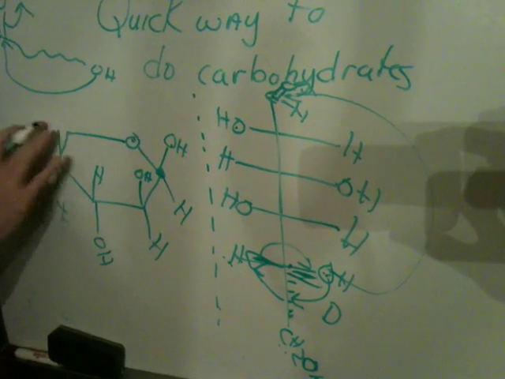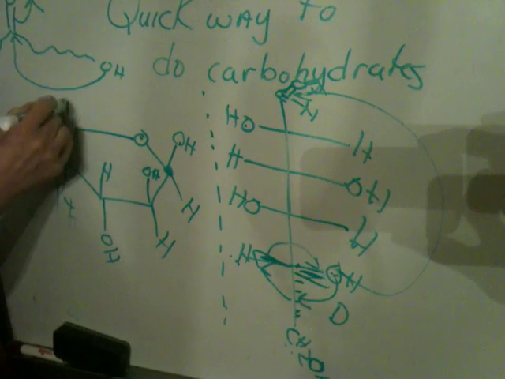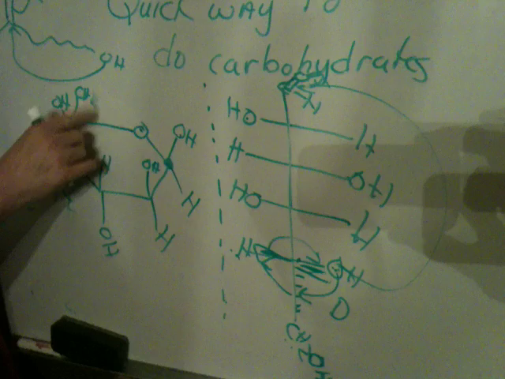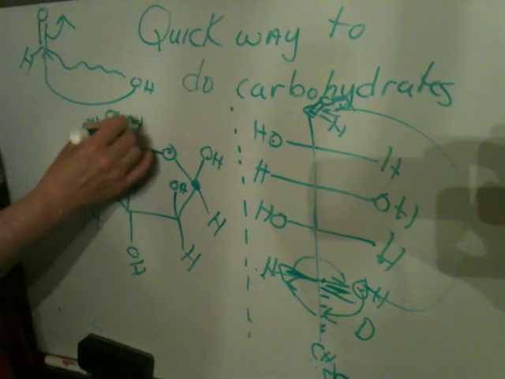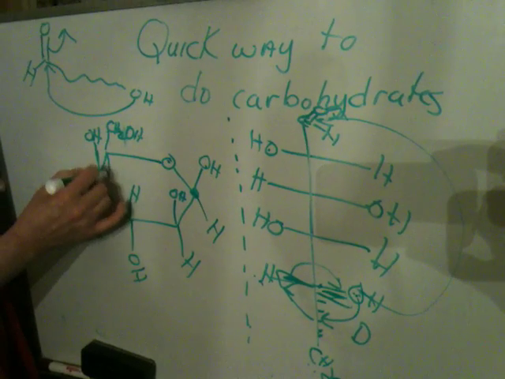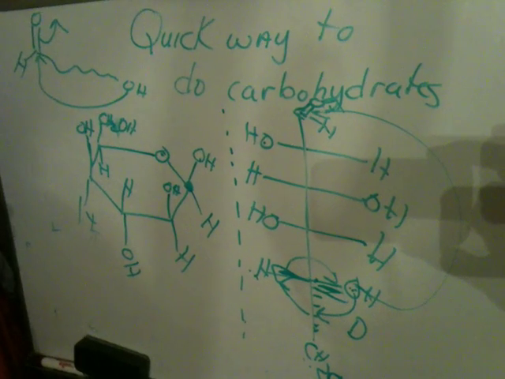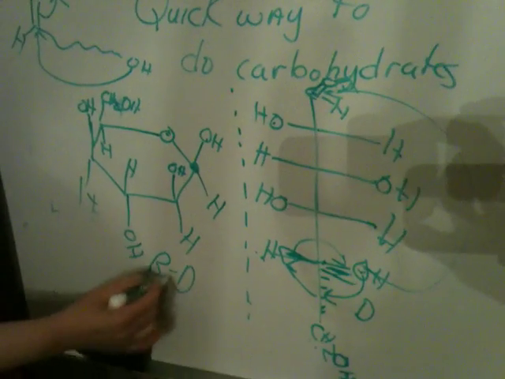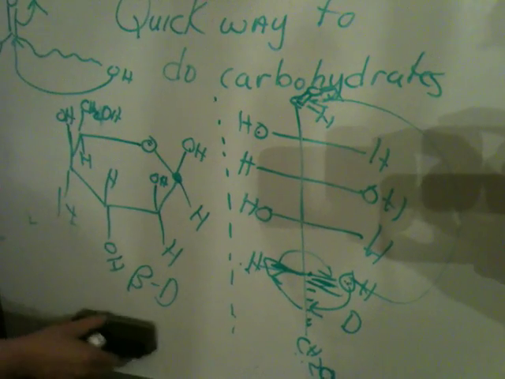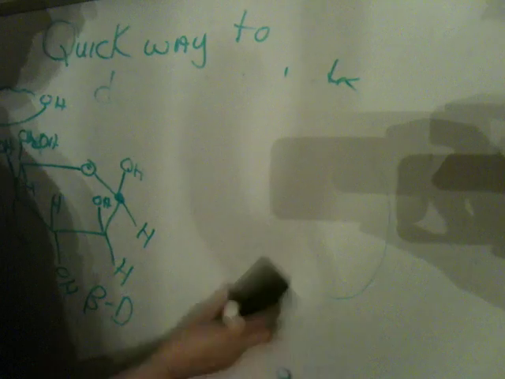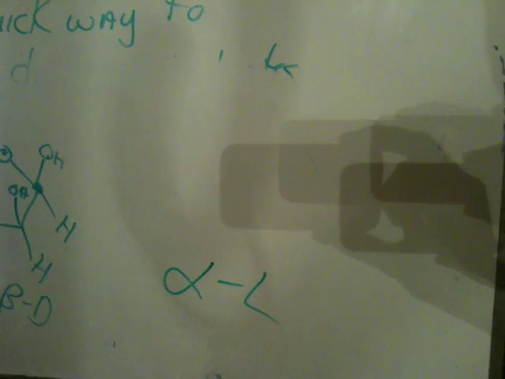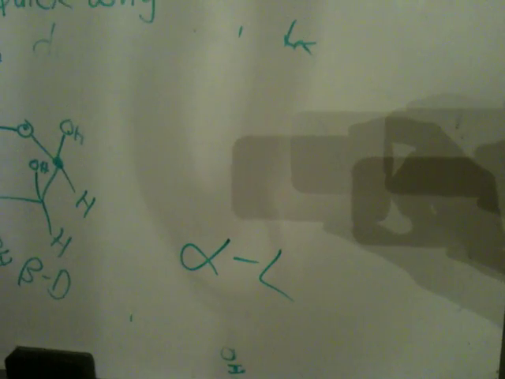So in the final structure, the CH2OH is going to be on the top, and the H is going to be on the bottom, like that. Now, what did I draw here? I drew the beta D sugar. Now, what if I asked you to draw the alpha L, okay? What if I wanted you to draw that?